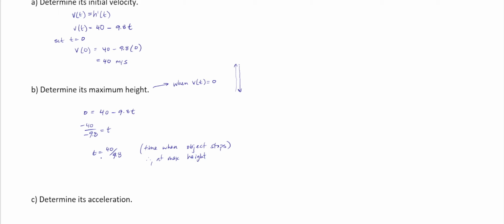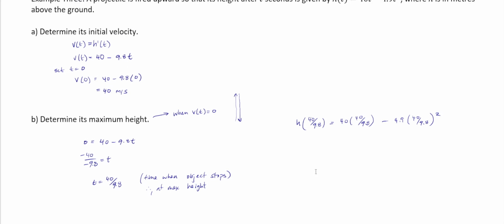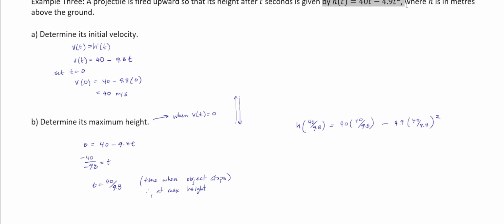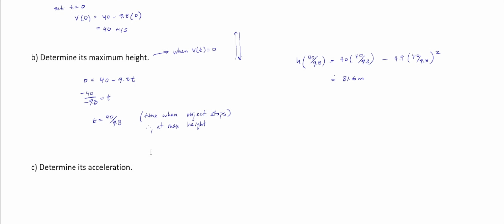Okay, so if that's the time when the object stops, or it's at its maximum height, I'm going to insert this time value into my position function. So that's my position function right there. I'm going to insert the time value 40 over 9.8: h = 40 times 40 over 9.8 minus 4.9 times (40 over 9.8) all squared. Again, if you're curious where I'm getting this function from, that's just the original position function. I'm trying to find the maximum height, and I'm using the t value when the object stops, when it's at its maximum height. So what is that height value? That height value is approximately 81.6 meters.